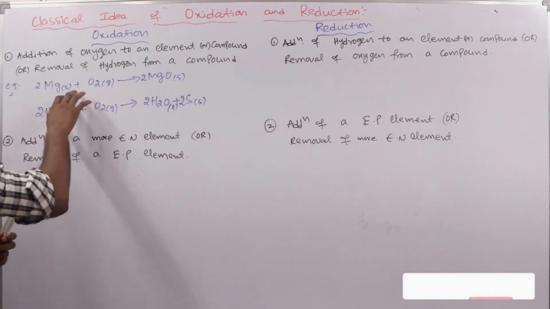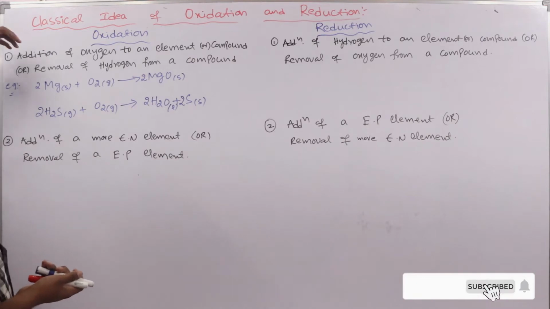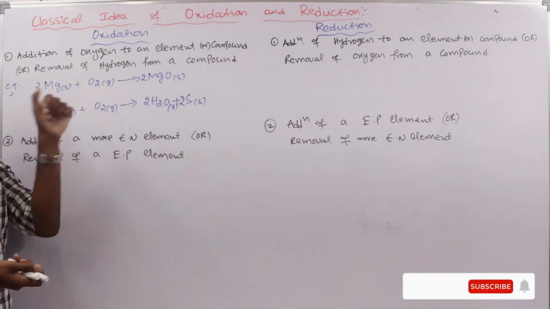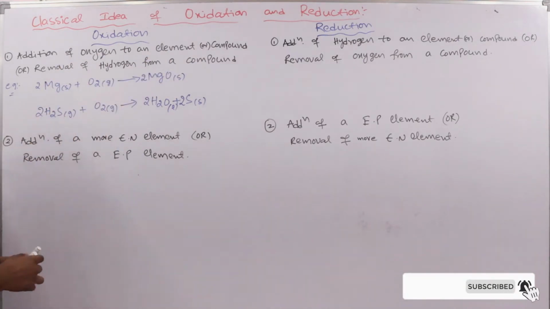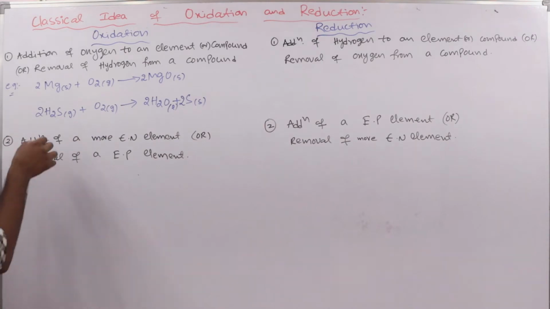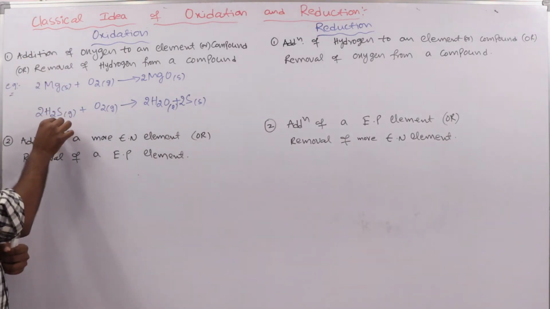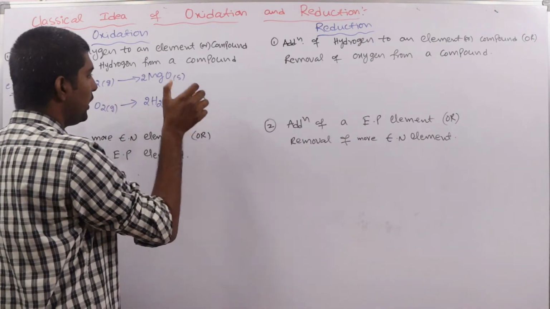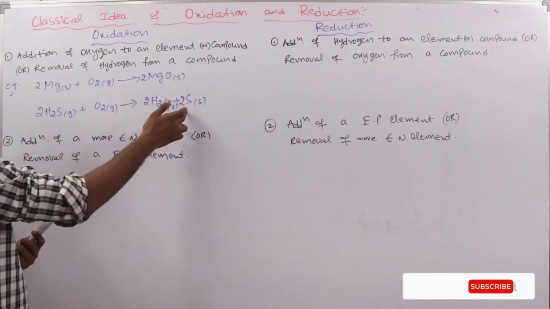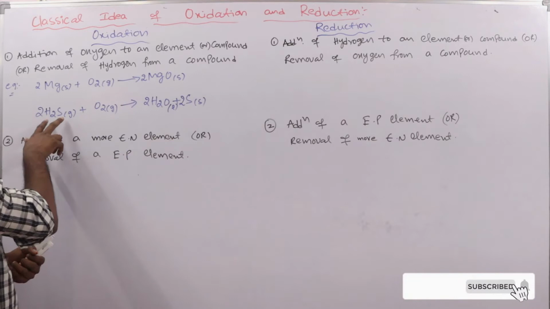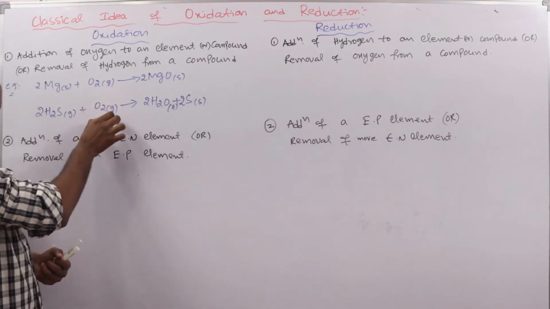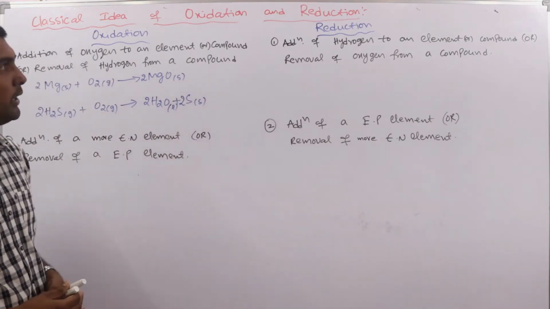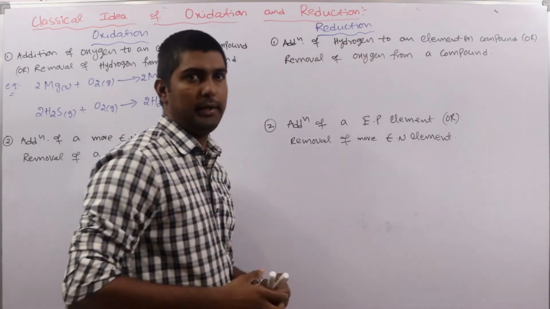In this way, oxidation is defined as addition of oxygen to an element like this, or to a compound like this, or removal of hydrogen from a compound. See here, hydrogen sulfide, when reacted with oxygen, we get H2O and sulfur. From the sulfur compound hydrogen is removed, and that is carried along with the oxygen as a water molecule, and we are getting sulfur.